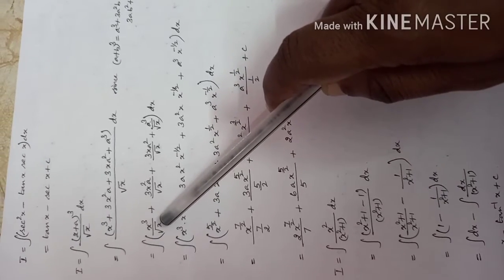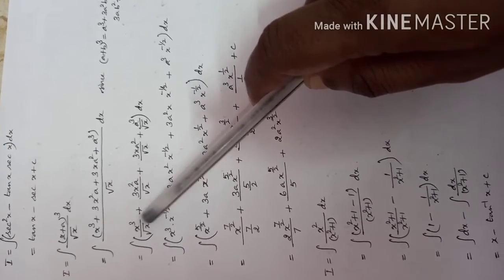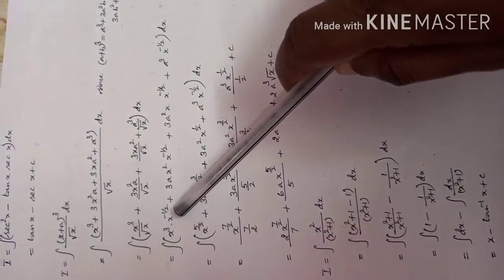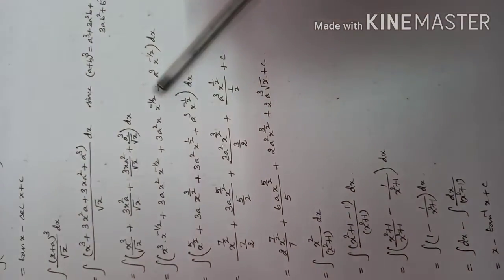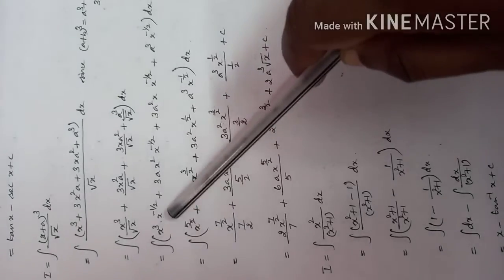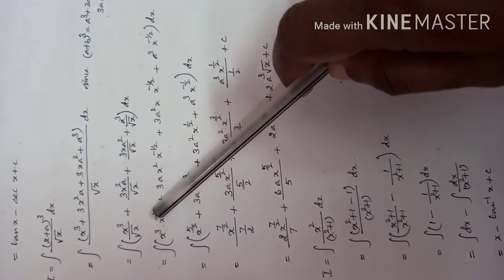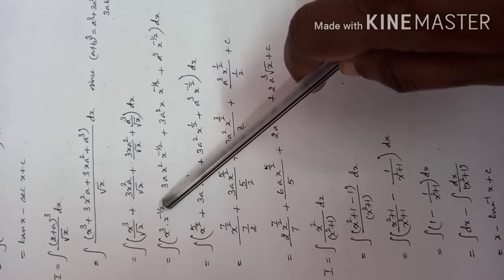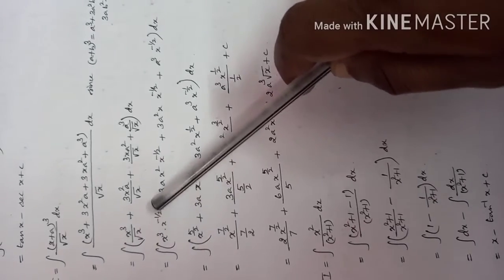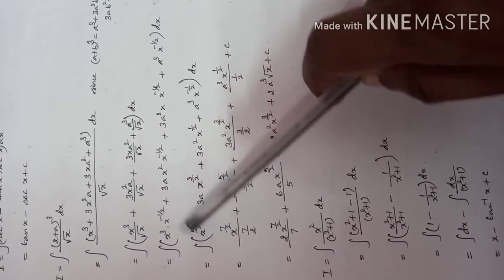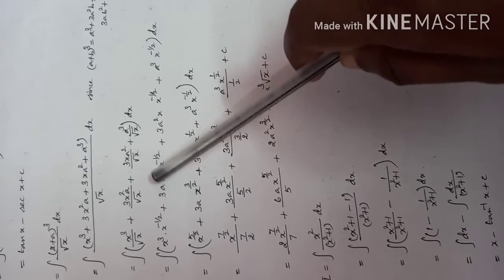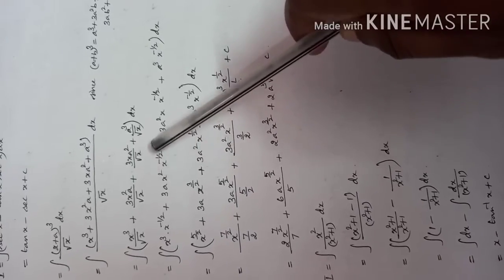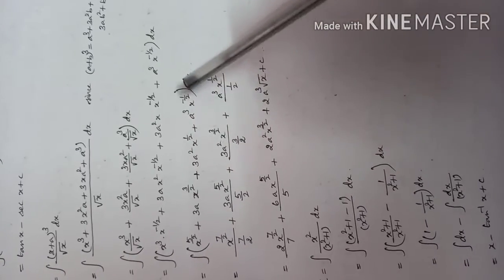We know root x is x to the power 1 by 2. When it is taken to the numerator, it is x to the power minus 1 by 2. And we know when the base is the same, we add powers. Hence add 3 minus 1 by 2, which is 6 minus 1 whole divided by 2, that is 5 by 2. Similarly, add the powers for the other terms.